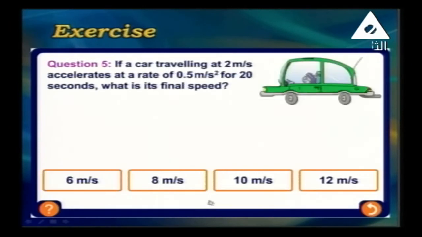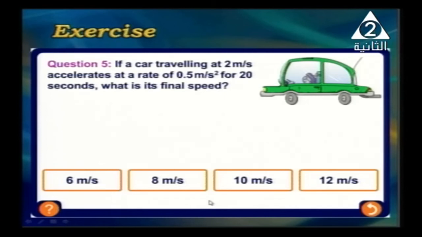Next, we have a car traveling at 2 meters per second, accelerating at a rate of 0.5 meters per second square for 20 seconds. What is the final speed? It's the same as before. The first speed is 2 meters per second, and I need to find the final speed. So 0.5 times 20 equals what?